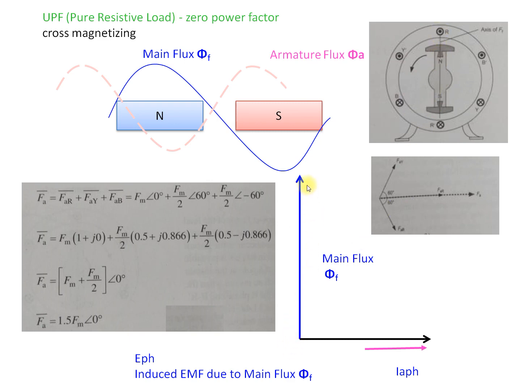So we are drawing like this. Since we need to get the resultant of these two axes, we will be getting the cross magnetizing resultant MMF due to the resistive load. Since it is going to be a resistive load only, the position of the rotor will be like this.